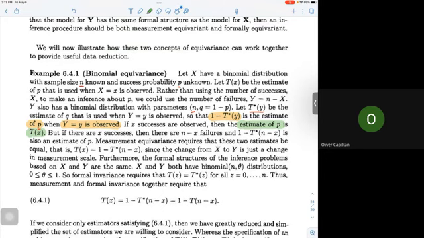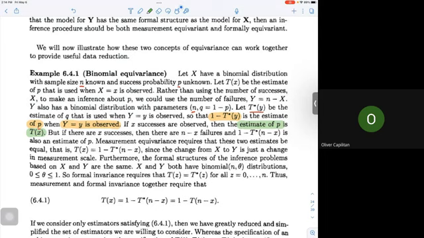So 1 minus t star of n minus x, because this is a failure, and t star is a function for y. So we have that 1 minus t star of n minus x is also an estimate of our parameter p. Again, measurement equivariance requires that these two estimates be equal. So t of x is equal to 1 minus t star of n minus x.